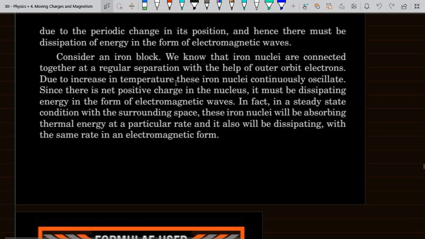So consider an iron block. We know that iron nuclei are connected together at regular separation with the help of outer orbit electrons. Due to increase in temperature, these iron nuclei continuously oscillate. Since there is net positive charge in the nucleus, it must be dissipating energy in the form of electromagnetic waves. In fact, in a steady state condition with the surrounding space, these iron nuclei will be absorbing thermal energy at a particular rate, and it also will be dissipating with the same rate in an electromagnetic form.